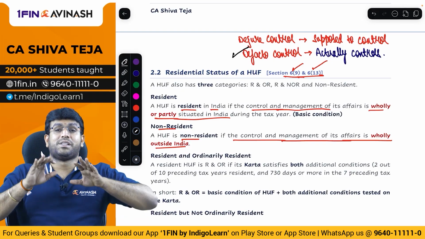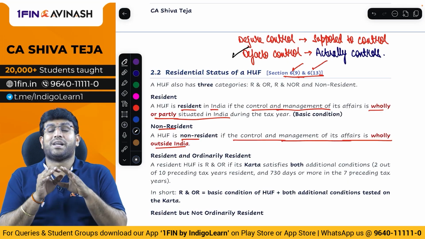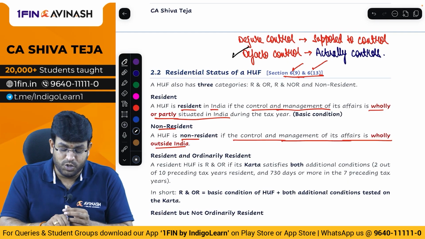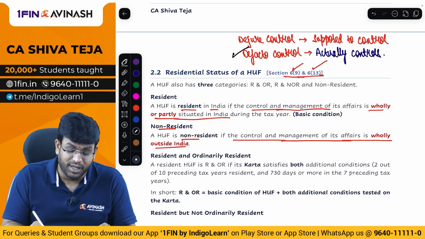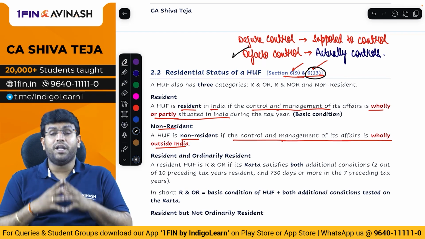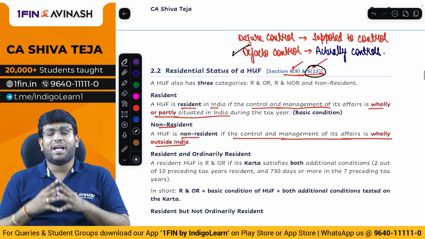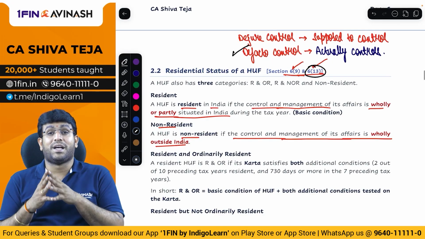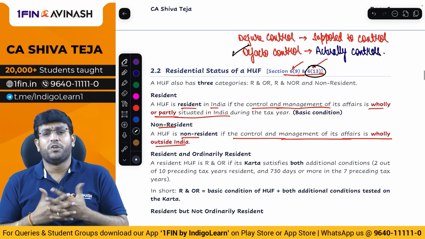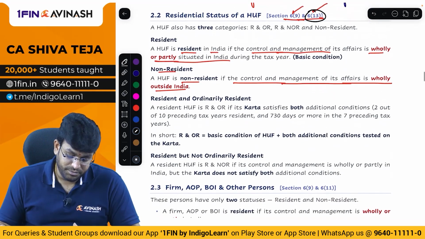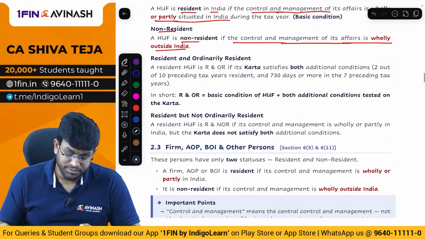And once a HUF is a resident, we will again look at additional conditions, which are given by the same section, section 6(6). That same story of resident in at least 2 out of 10 years, 730 days or more in last 7 years, that same concept will come into picture. And if both additional conditions are satisfied, we'll treat the HUF as ROR. And if any additional condition is not satisfied or none are satisfied, we'll treat the HUF as RNOR. Same like individual, not much of change. So that's the story of additional conditions, which is same as an individual.